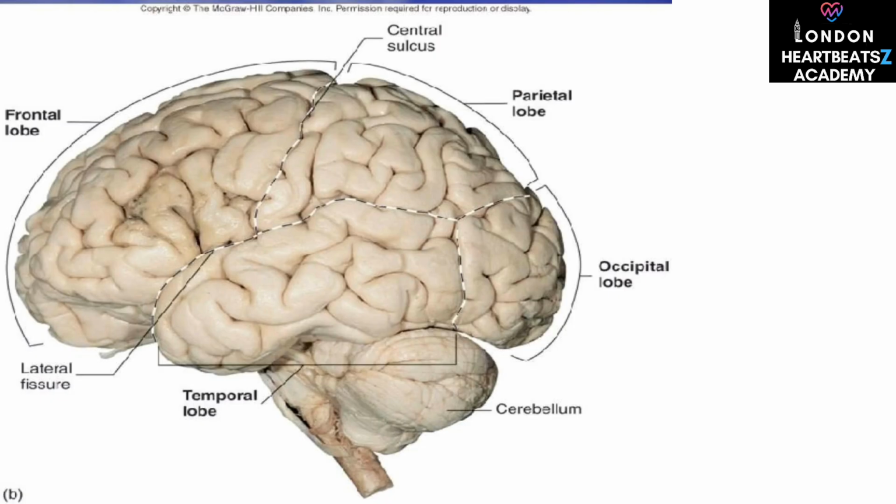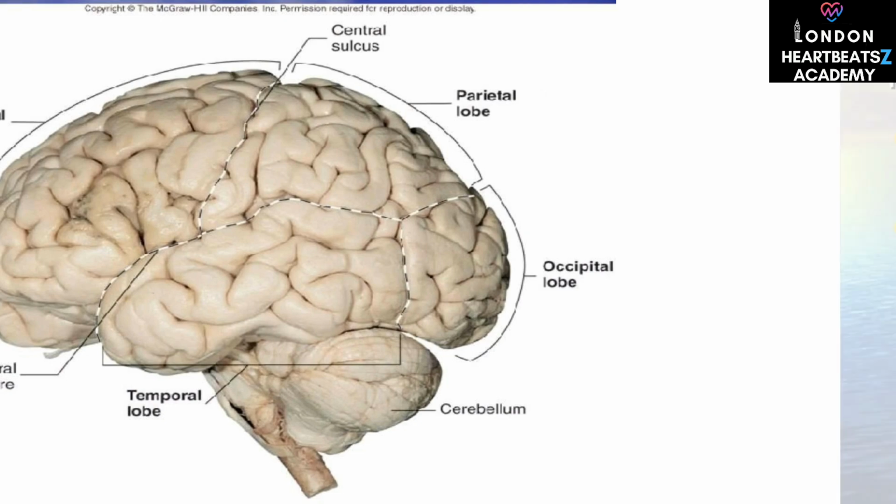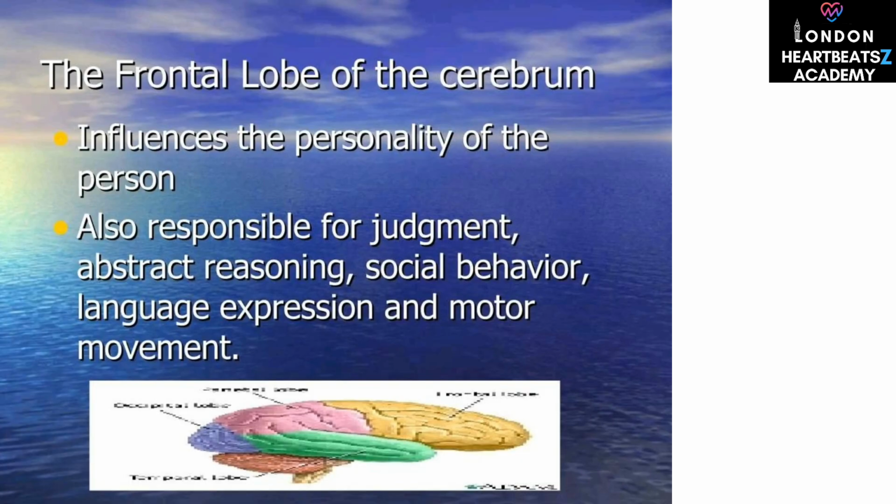This image shows the external surface of the brain, highlighting the major lobes: frontal, parietal, occipital, and temporal, as well as the cerebellum, central sulcus, and lateral fissure. The frontal lobe of the cerebrum influences personality, judgment, abstract reasoning, social behavior, language expression, and motor movement.